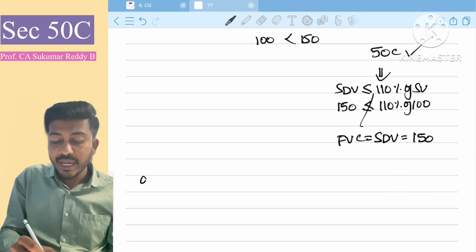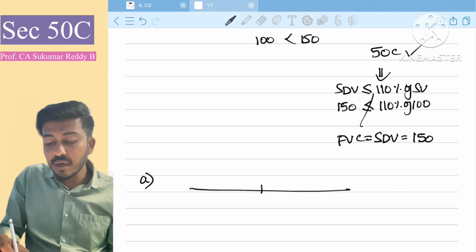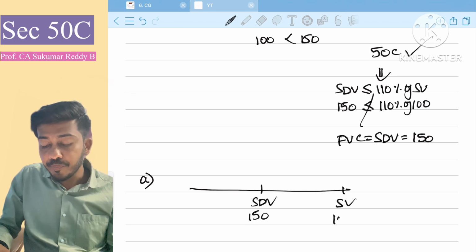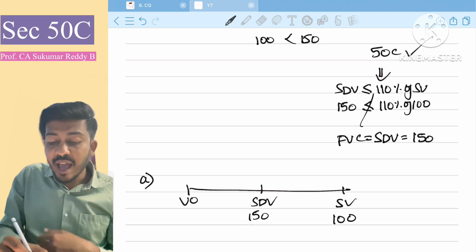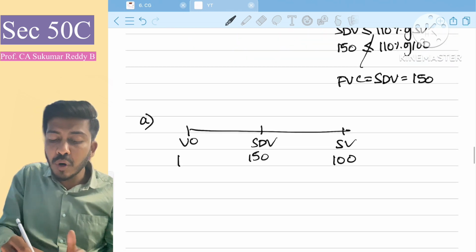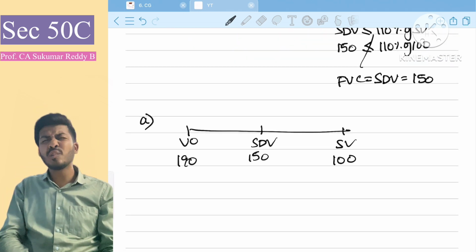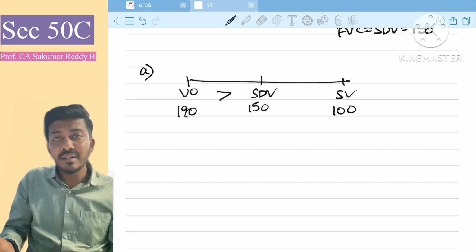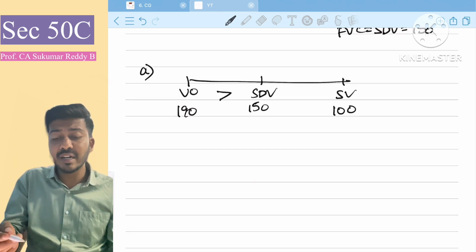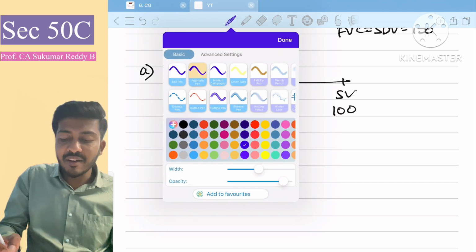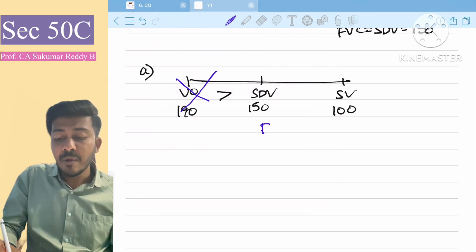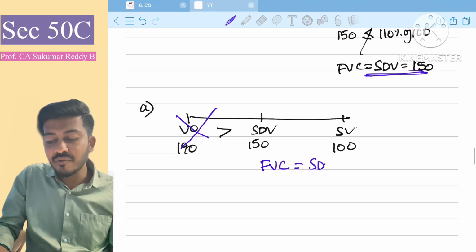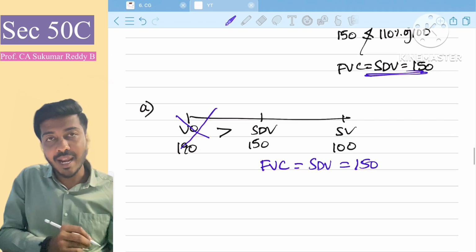We see here, case A. What is the scenario here? The SDV is 150 lakhs. The sale value is 100 lakhs. Whereas the valuation officer's value is 190 lakhs. Heart attack. No, no. Just now we learned that if the valuation officer's value is greater than SDV, we can straight away ignore the valuation officer. Your full value of consideration will still be the past answer, which is SDV, 150 lakhs.